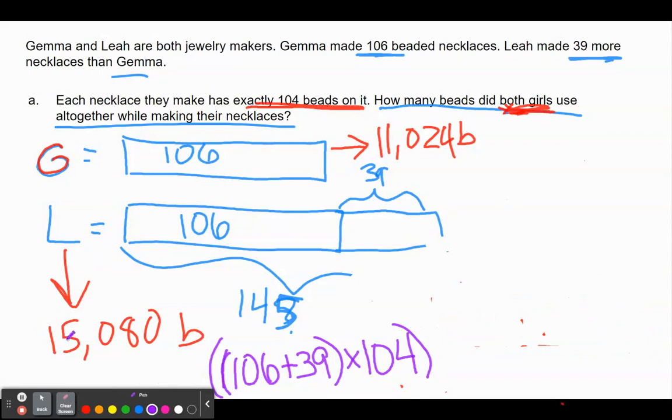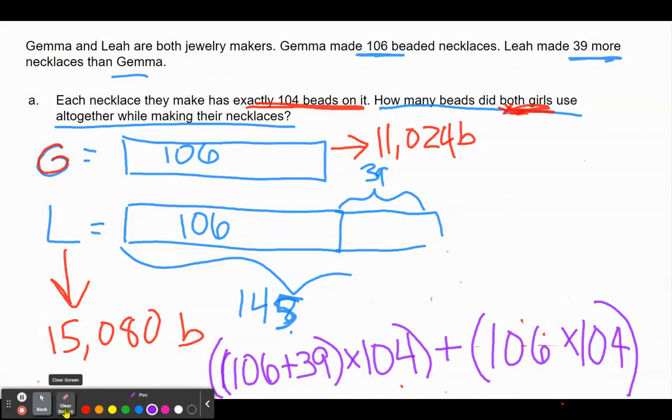And then, sorry, y'all, I had to kind of erase some stuff to give us more room. And then we figured out how much Leah had, but then we also had to figure out how much Gemma had. So we had to add that to 106 times 104. And this right here is going to show us how we did our math in one simple step in one expression.